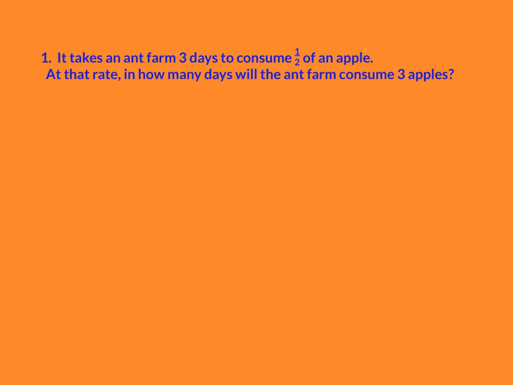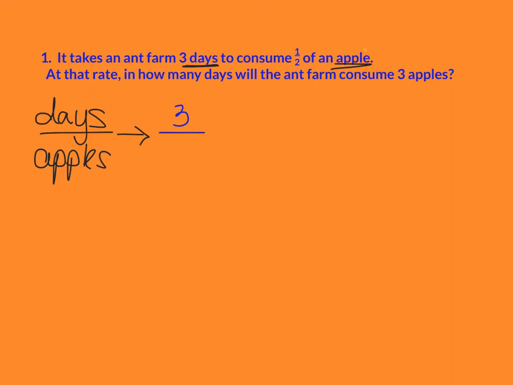So this is a very simple ratio proportion problem. We know that we're comparing the number of days to the number of apples. So I'm going to set that up as days over apples. They tell us that it takes 3 days to consume half of an apple. And I'm going to set that equal to, what are we looking for? We're looking for how long it will take to consume 3 apples. And the thing we don't know is right here.